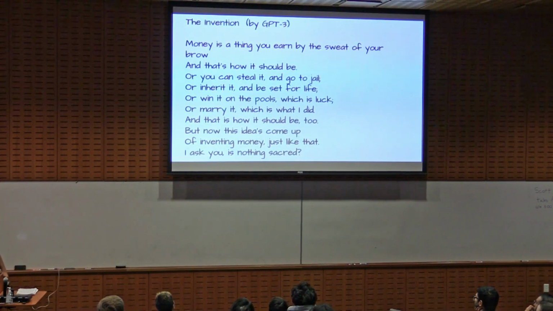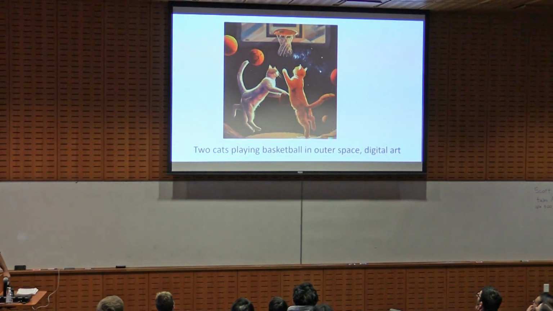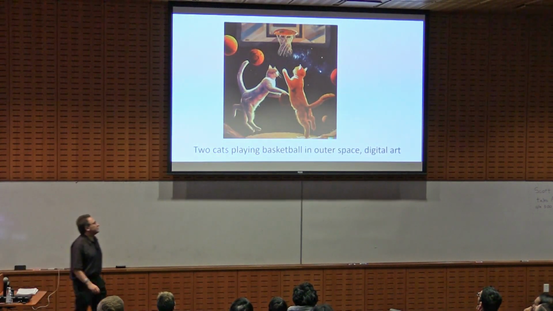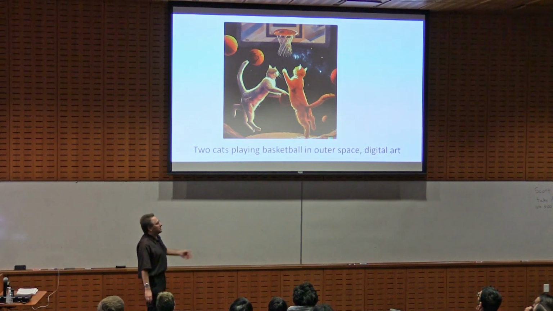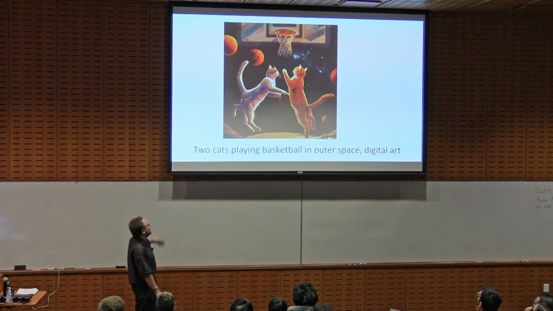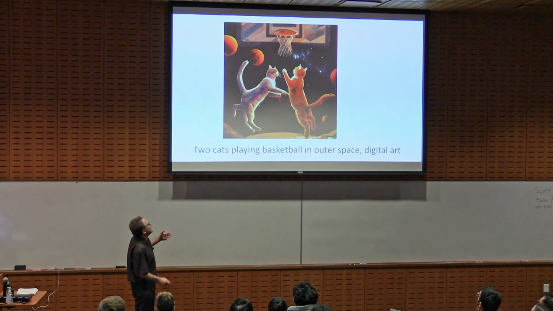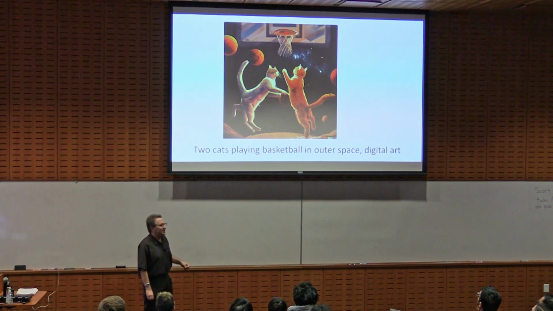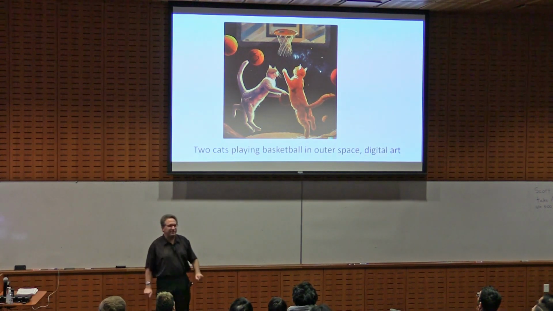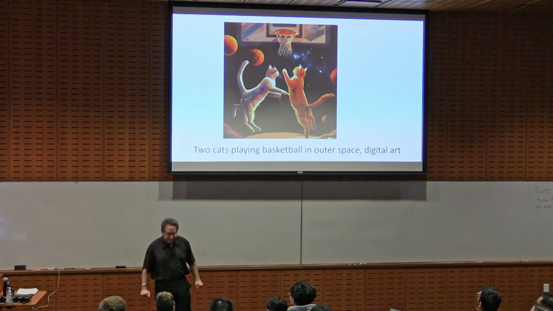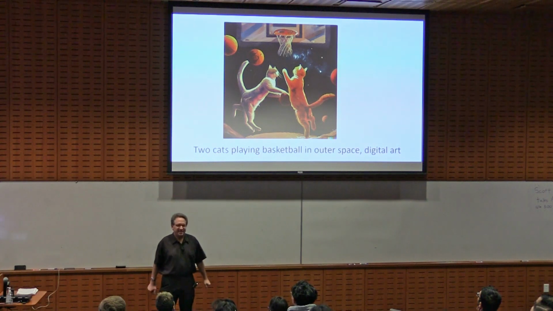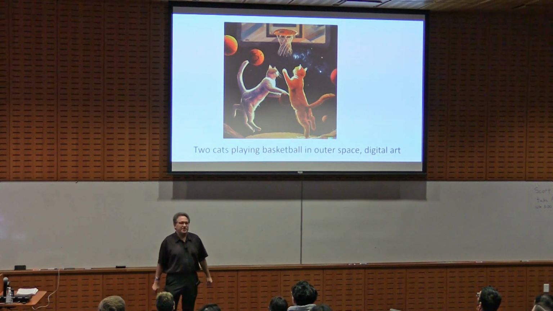This is GPT. Or, I'm sorry, this is DALL-E 2, which is an image model. Probably many of you have seen this kind of thing, but you can ask it, for example, I just asked it this morning, show me some digital art of two cats playing basketball in outer space. That is just not a problem for it. It can do all sorts of things like that.